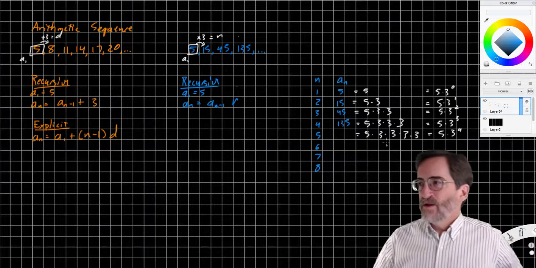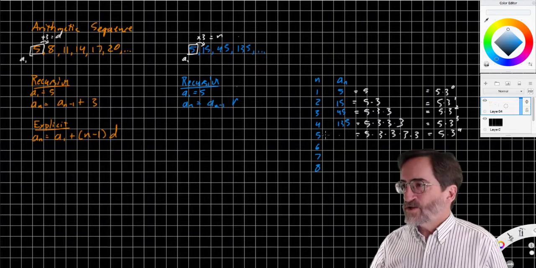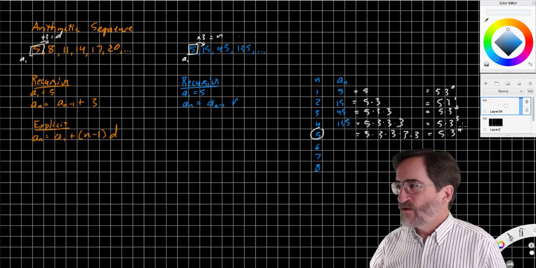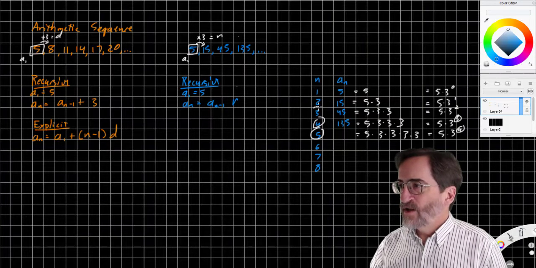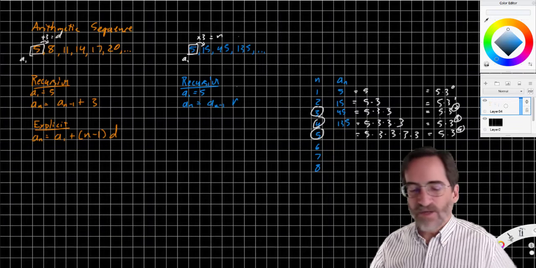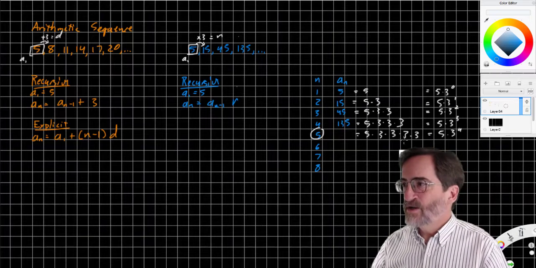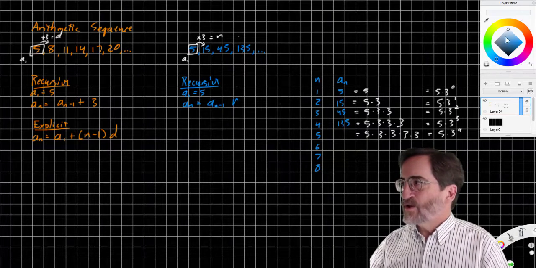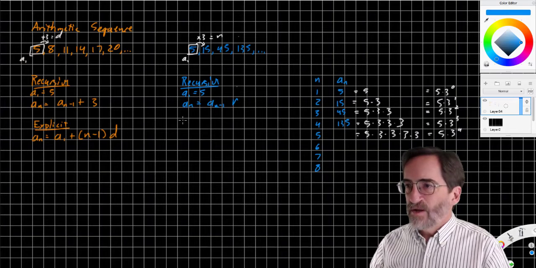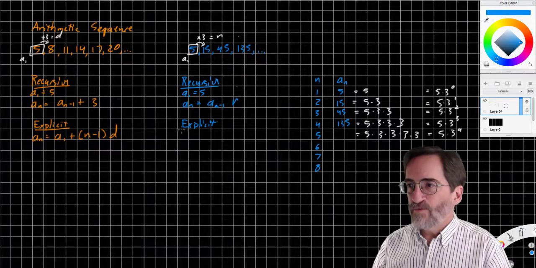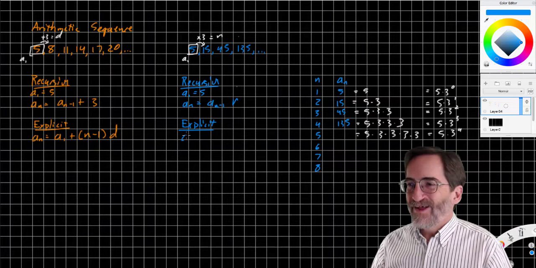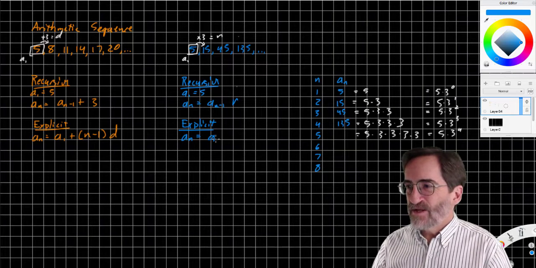So in general, look at the relationship. N is 5, the exponent is 4. N is 4, the exponent is 3. N is 3, the exponent is 2. The exponent is always 1 less. So here we go with an explicit formula. The explicit formula is, drum roll please, a sub n equals a sub 1 times r to the n minus 1.